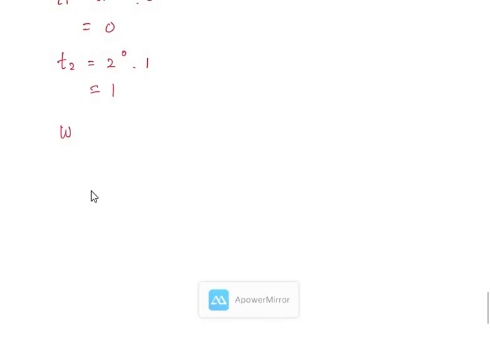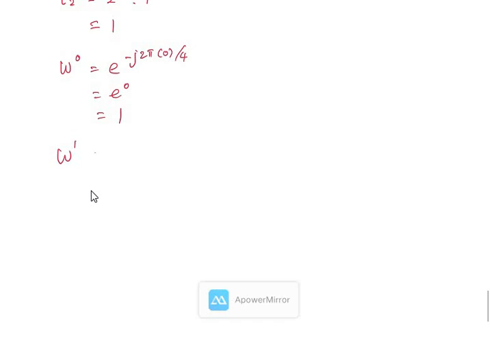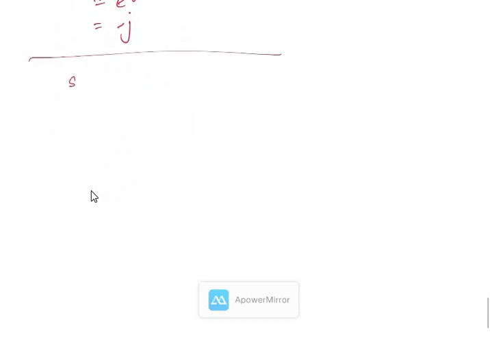And the twiddle factor is W0, you get exponent minus j 2 pi, t value is 0, divided by 4, the exponent 0 is 1. For W1, you get exponent minus j 2 pi, t is 1 divided by 4, so exponent minus j pi over 2, and you get minus j. So finish stage 1, we go to stage 2.